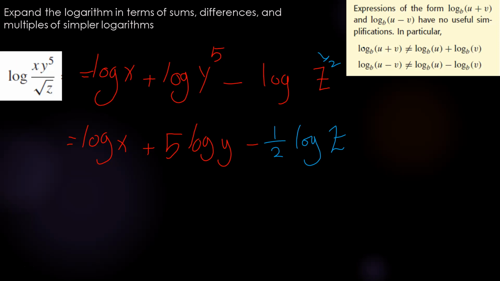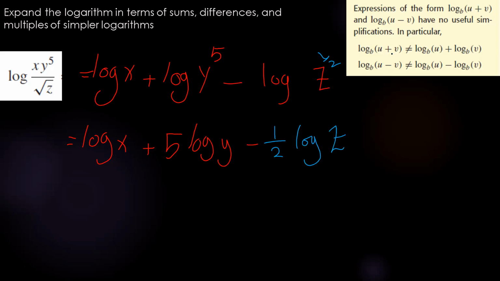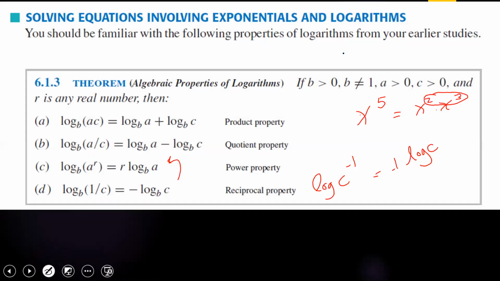So now, don't forget please that if you have logarithm of u plus v, don't say it is logarithm of u plus logarithm of v. The logarithm will not be distributed. If you have logarithm of u plus v, it's not equal to logarithm of u plus logarithm of v. Be careful, but if they are multiplied, I will say it's logarithm of a plus logarithm of c.